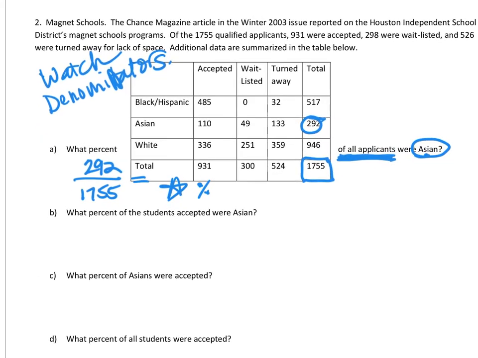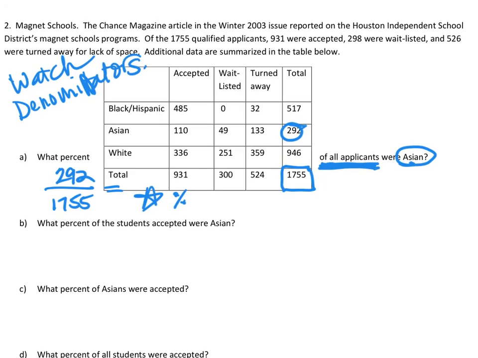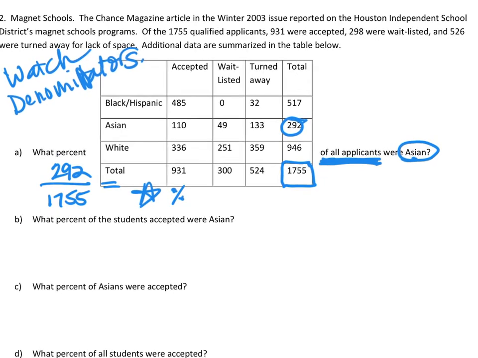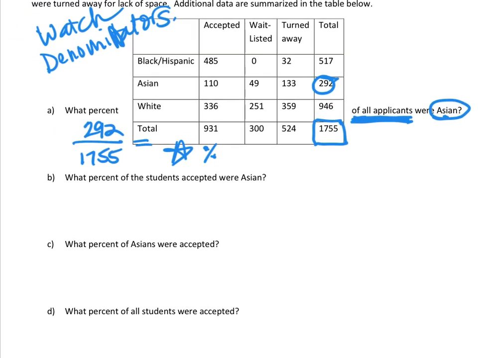Let's take a look at the next two. Of course, this is your accepted, waitlisted, turned away, and your gender. So I want you to take a moment and do numbers 2 B and C, and let's see how you do on that. I'll pause the video here and let you check those out.